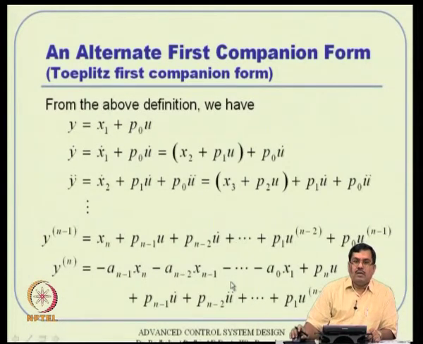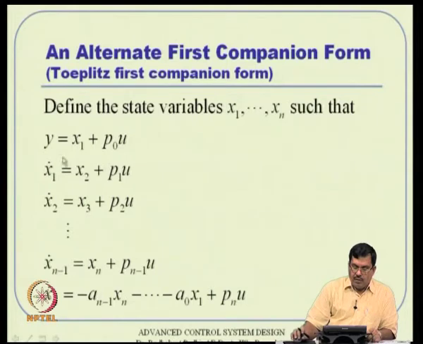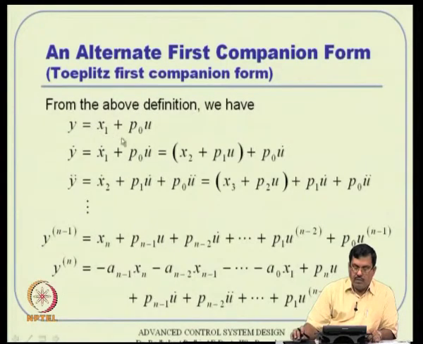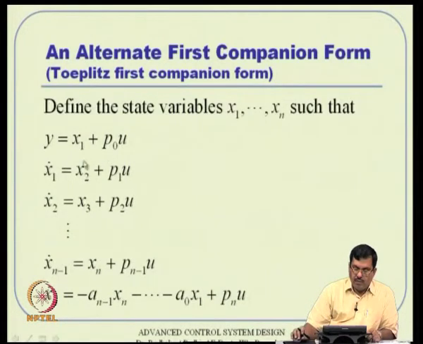Okay. So, we will go back to this definition, start from y probably. y is nothing but x1 plus p0 u, and then we take the first differentiation. So y dot is nothing but x1 dot times p0. Remember, p0 is a constant number. So it turns out to be p0 times u dot, but x1 dot by definition is nothing but x2 plus p1 u. So this is coming from here.